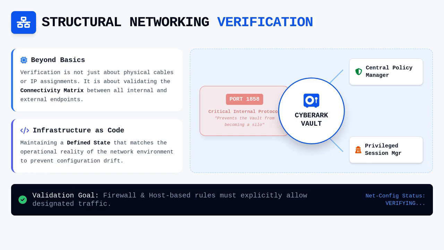When we look at the communication requirements, we are specifically checking that the firewall and host-based rules allow traffic on designated ports. A critical example of this is verifying the inbound rule for port 1858, which is the standard port for the CyberArk Vault's internal communication protocol. Without this port being explicitly open and traversable, the vault becomes a silo, unable to pull or push data to the components that rely on it for credential management.